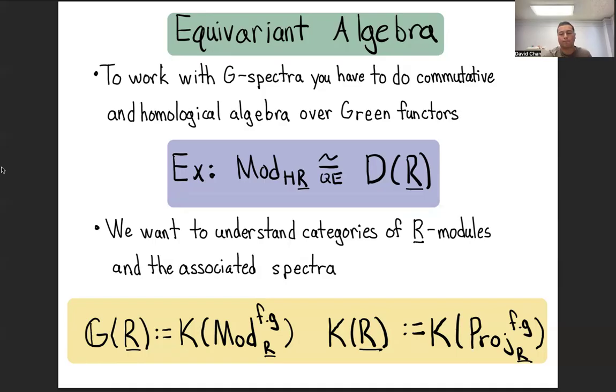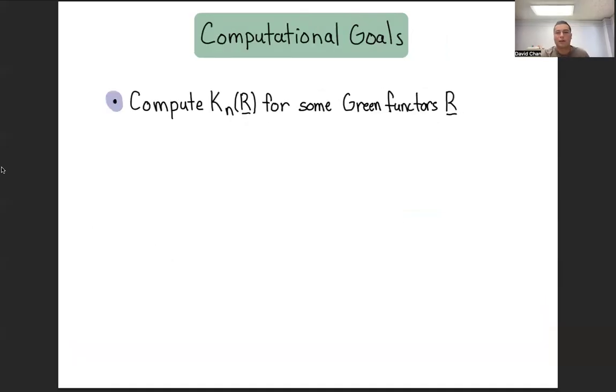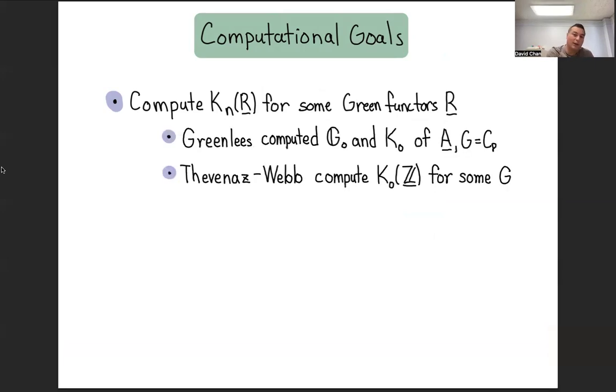Okay. So let me outline where the rest of the talk is going. I want to give some computations of K and G of R for certain green functors. I want to talk about how you actually could try to compute some of these things, and a little bit about what's known.